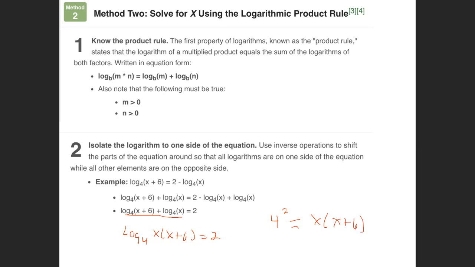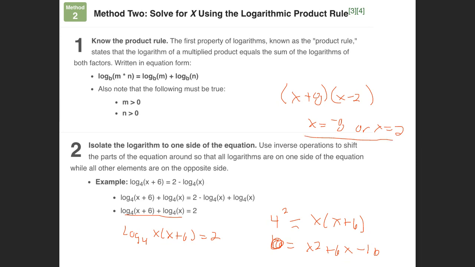Now I'm looking at a quadratic. 4 squared is equal to 16, and that gives me x squared plus 6x. I'm going to bring the 16 over here, because anytime I have a quadratic, I want to get it set equal to 0. And then I'm going to factor. x squared plus 6x minus 16. Does it factor? I think it does. x plus 8, x minus 2. So my answer is x equals -8 or x equals 2.